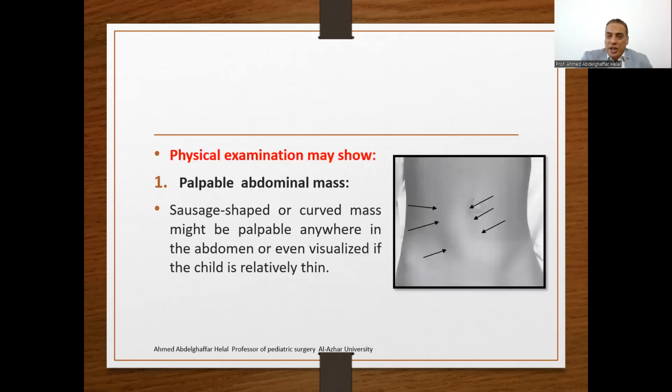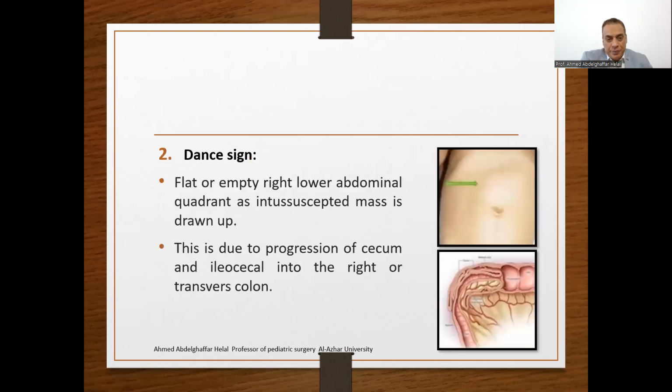On physical examination, the pediatric surgeon may elicit a palpable abdominal mass, or what's called a sausage-shaped or curved mass, which might be palpable anywhere in the abdomen, even visualized if the child is very thin. This is the mass, sausage-shaped or curved, present in the abdomen, anywhere or maybe even visualized.